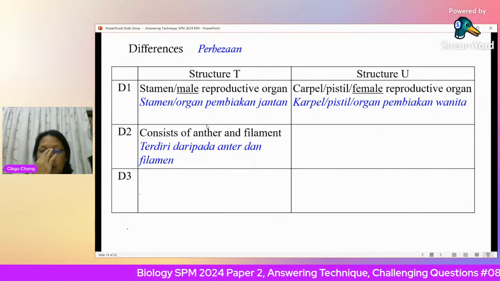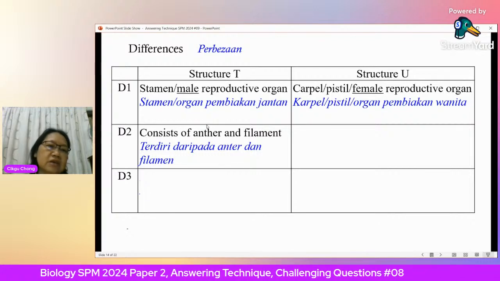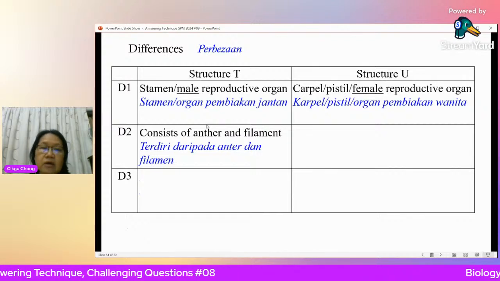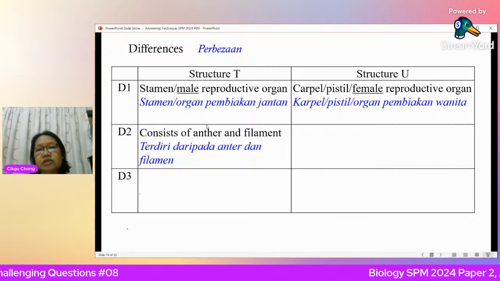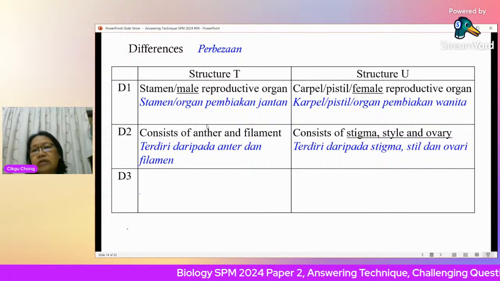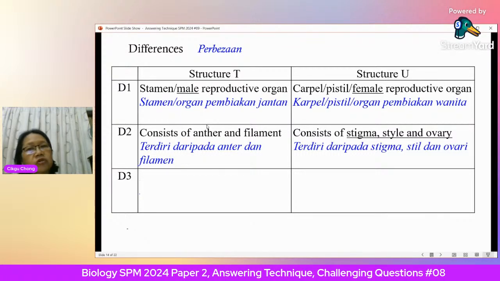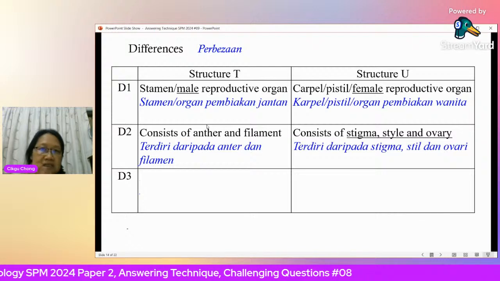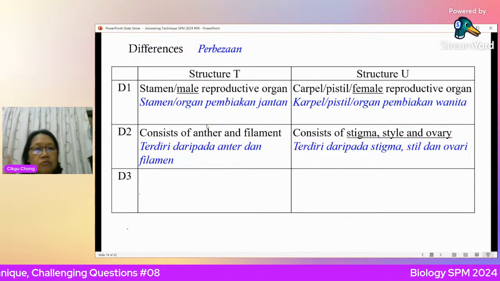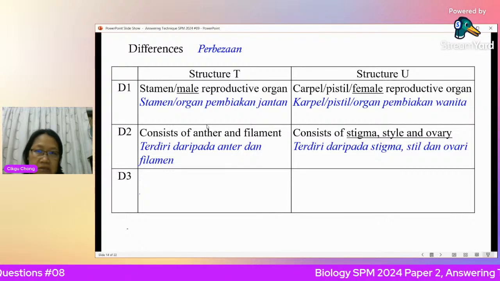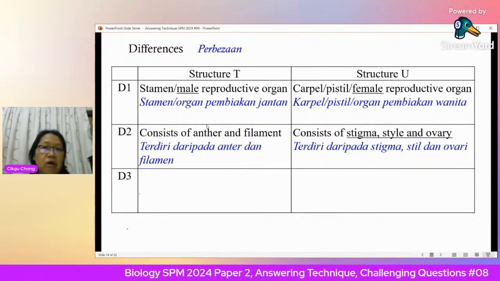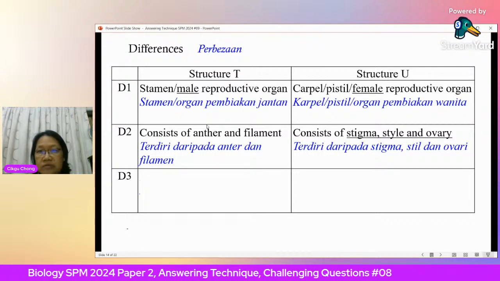Second point. Structure T consists of, in the statement, anther and filament. But structure U consists of stigma, style, and ovary. I underline stigma, style, and ovary because all these three must be mentioned. If you mention stigma or ovary without the style, it is wrong, no marks. If you mention any one or any two, but not three, you get it wrong. You have to mention all three.